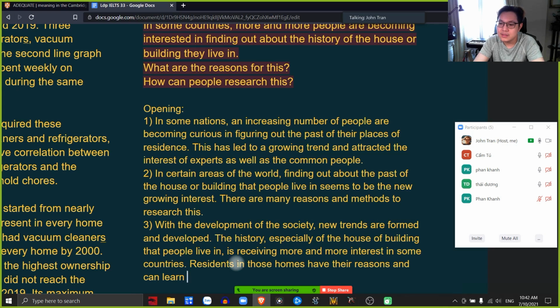Can have their reason and can learn about this through different approaches.